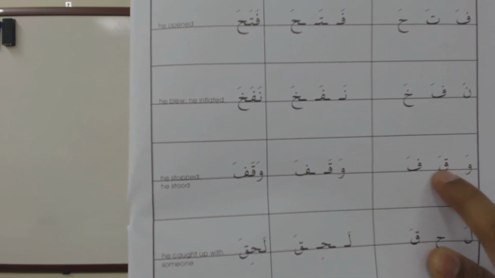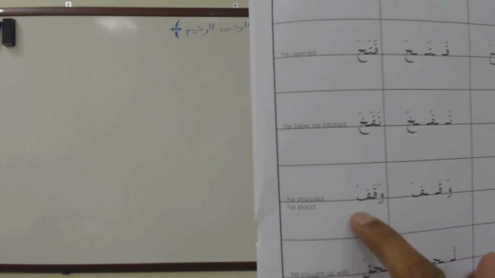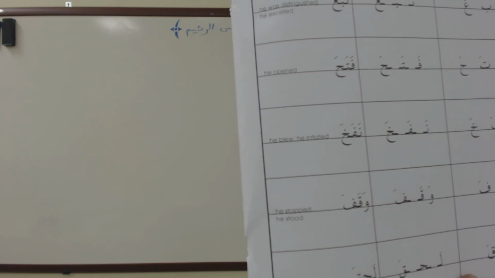Qaf with a fatha, qa, right? Qaf with the fatha on it is qa. Waqafa. Notice the way it's written in the beginning, the middle, and the end. Okay? Waqafa. See? Next.